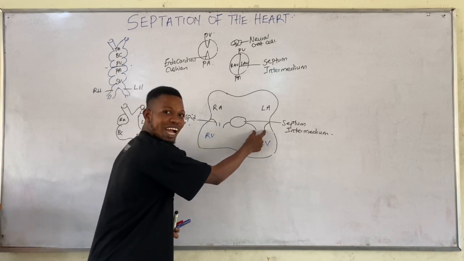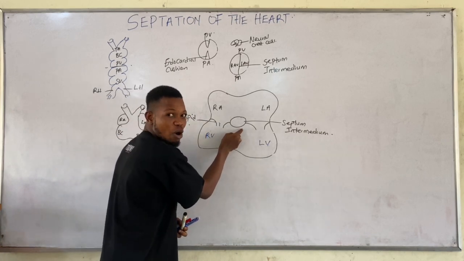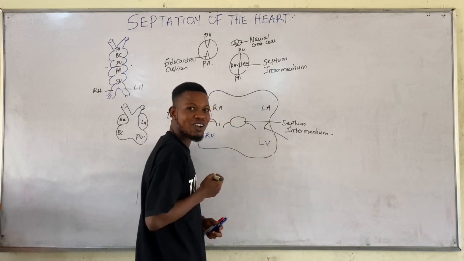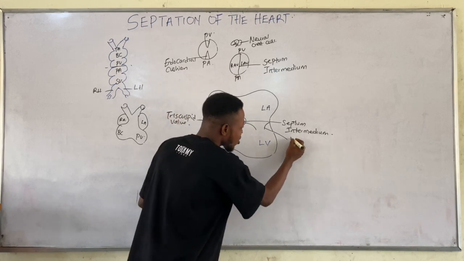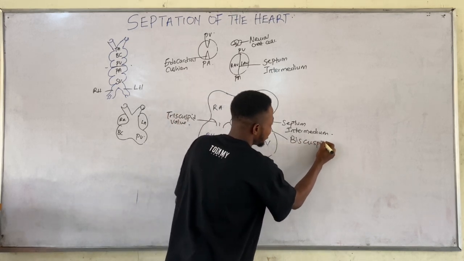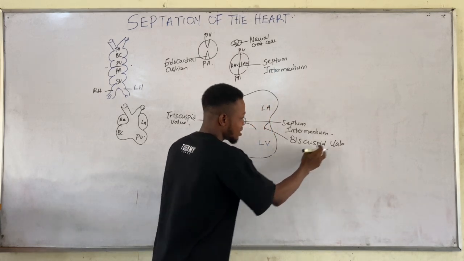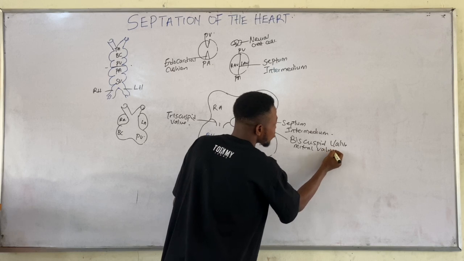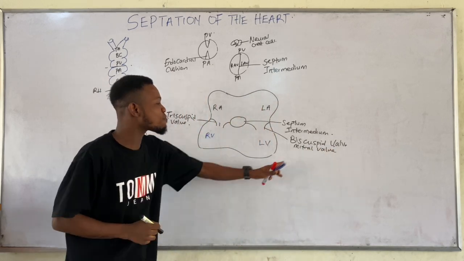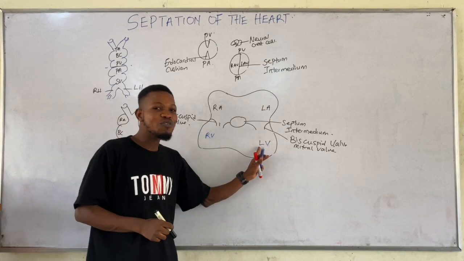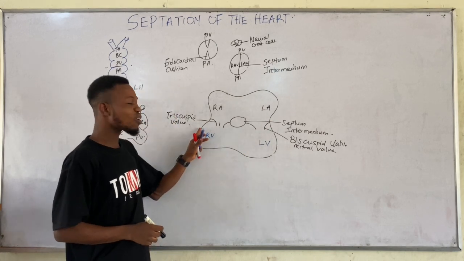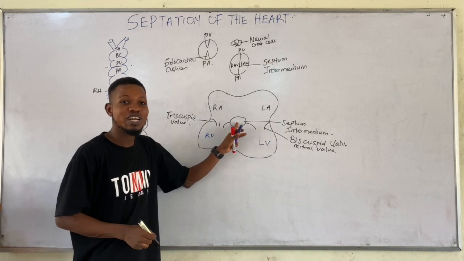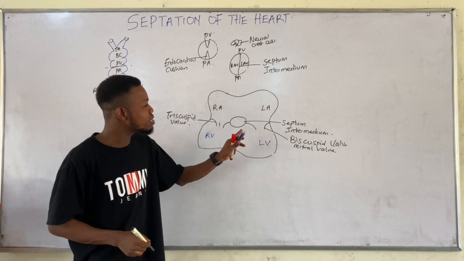Now, the endocardial cushion formed here that comes off from the septum intermedium is what we call what? Bicuspid valve, also known as the mitral valve. So the mitral valve separates the left atrium away from the left ventricle, while the tricuspid valve separates the right atrium from the right ventricle. Where are these valves formed? They are formed from the endocardial cushion that makes up the septum intermedium.